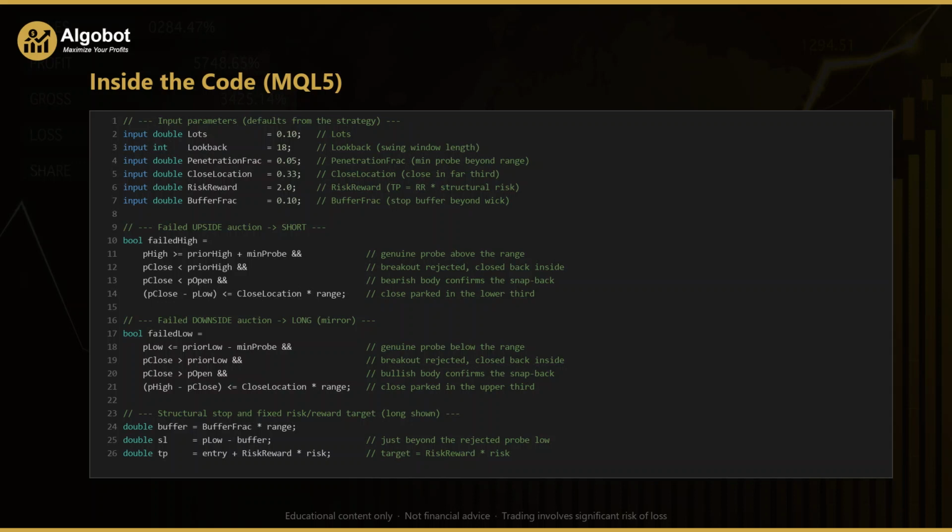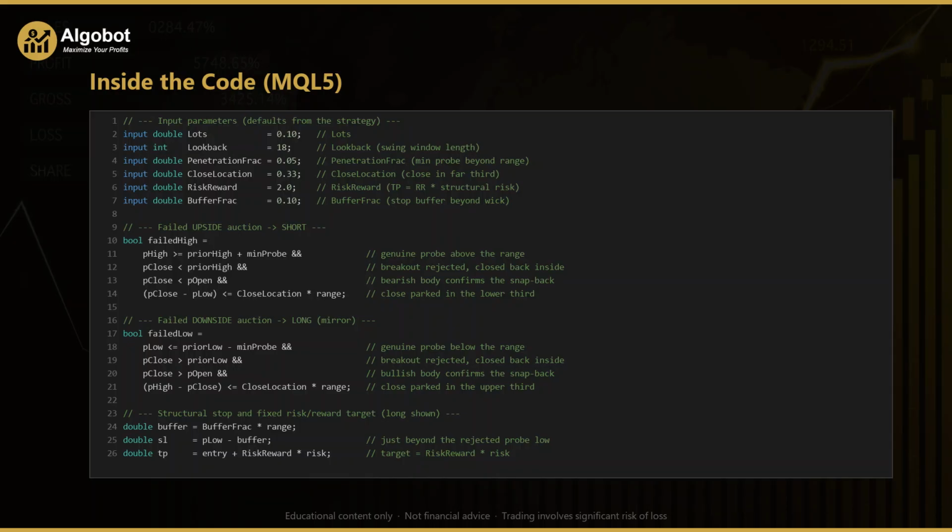PenetrationFrac is the minimum probe beyond the range, expressed as a fraction of the window's height, so the breakout has to be genuine rather than a tiny poke. Close location defines how close to the far end of the candle the close must finish, controlling how decisive the snapback must be. RiskReward sets the take profit as a multiple of the structural risk, and BufferFrac adds a small cushion beyond the rejected wick for the stop.